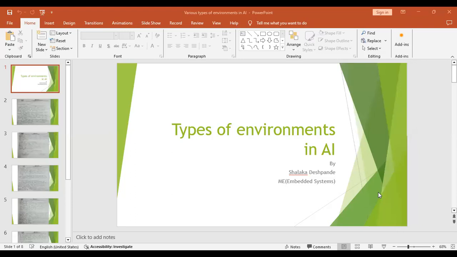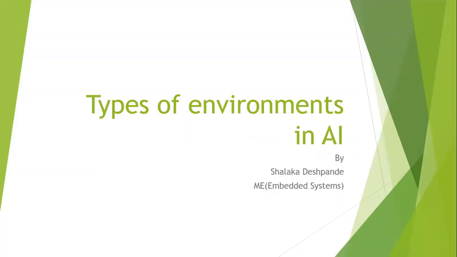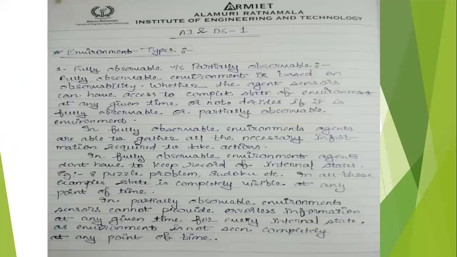So basically in this lecture we are going to study various environments in AI. So what exactly are the types of environments where agents work? First, fully observable versus partially observable environment. Agents in AI can work in either a fully observable or a partially observable environment, and we will see what the difference between the two is.